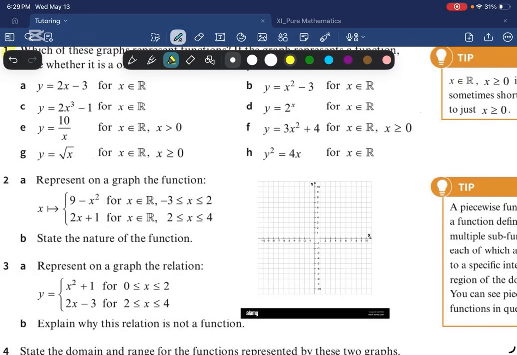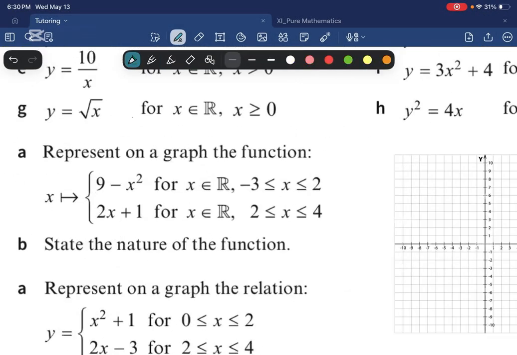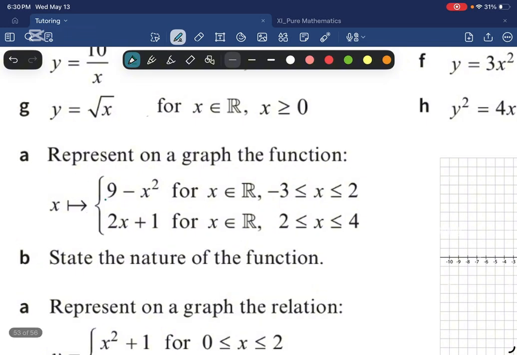All right, so continuing with question 2, we are asked to represent on a graph the function. So this is called a piecewise function. So for different values of x, it's defined differently. So we have 9 minus x squared for x within this domain, and we have 2x plus 1 for x within this restriction. So one way to do it is just to plug in values. That's one way to do it. But let's plot the edge cases first.